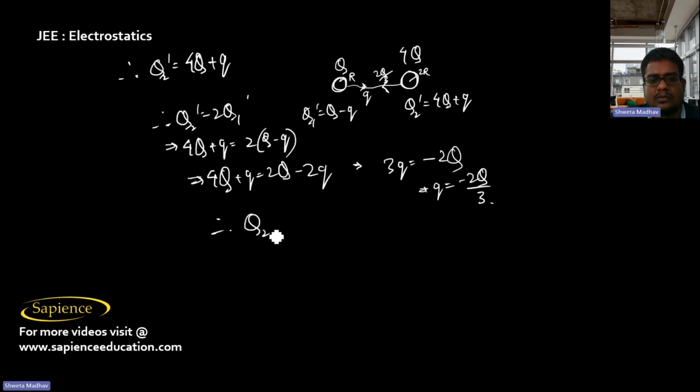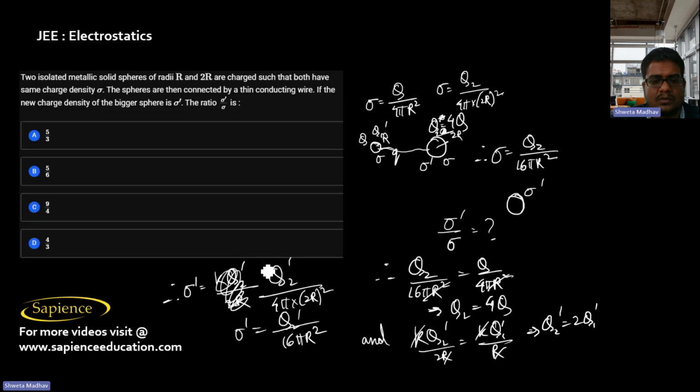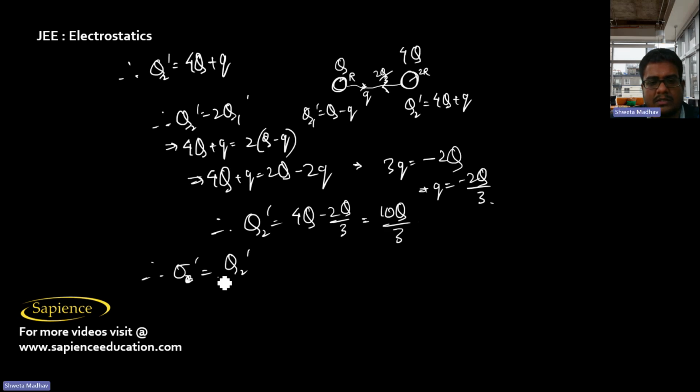Therefore q2 dash will be equal to 4q minus 2q by 3, which is 12q minus 2q by 3, so 10q by 3. So now sigma dash is q2 dash by 16 pi r square, equal to 10q by 3 divided by 16 pi r square.